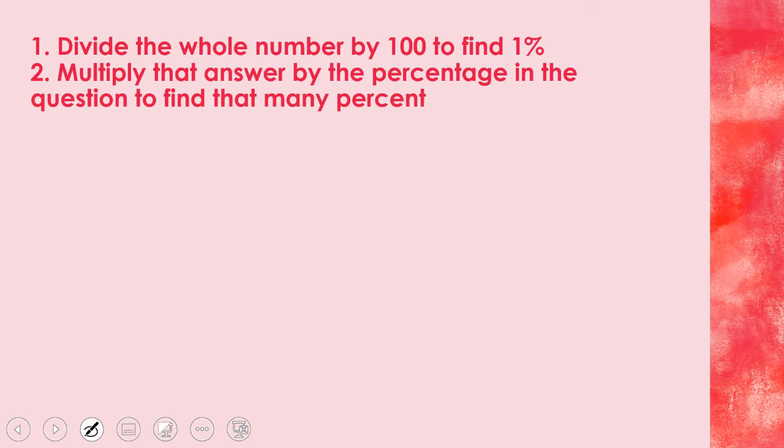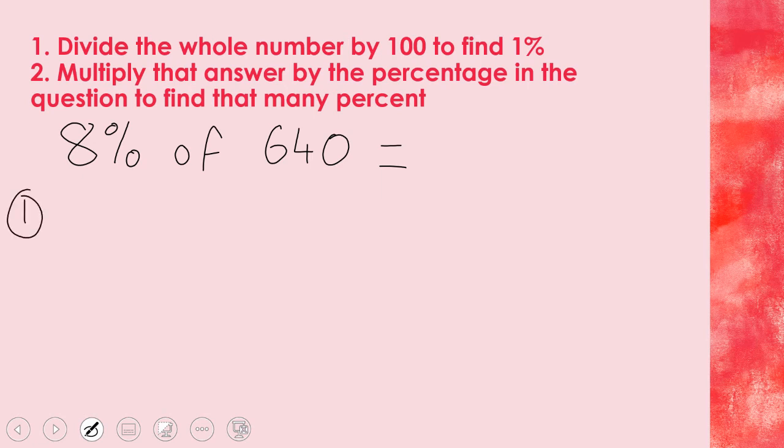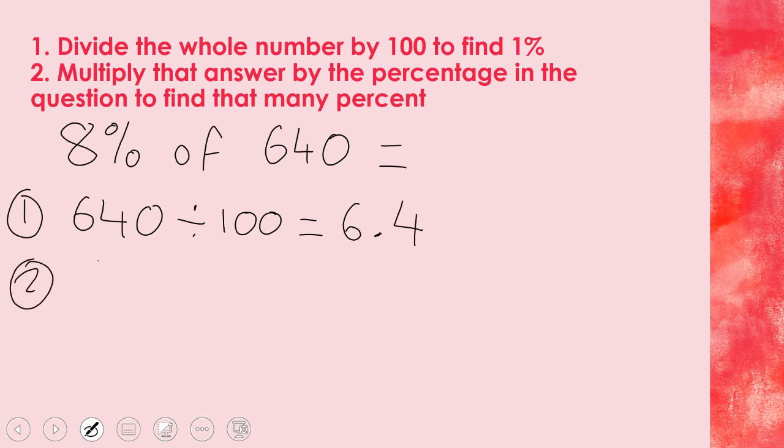So let's say I was asked to find 8% of 640. Okay, so this time step one is divide the whole number by 100. So the whole number 640 divided by 100 is equal to 6.4. Now I need to do 6.4 multiplied by the percentage from the question, which was 8.